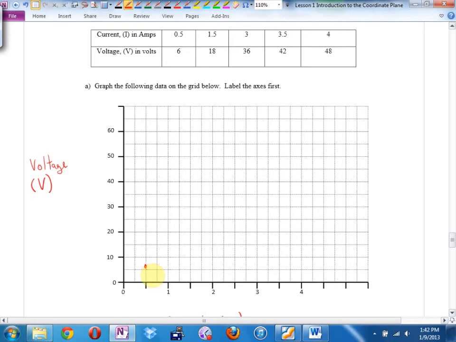When the current is 1.5, the voltage is 18, which would be just below the 20, about there-ish, yeah? When the current was 3 amps, the voltage was 36, which would be about there. When the current was 3.5, the voltage was 42, about there. When the current was 4 amps, the voltage was 48, about there.